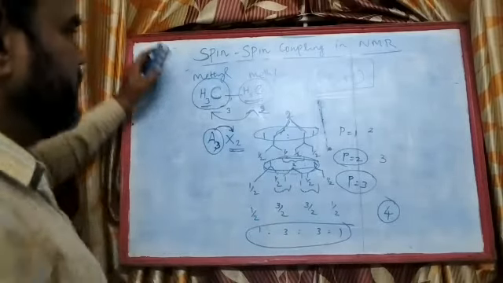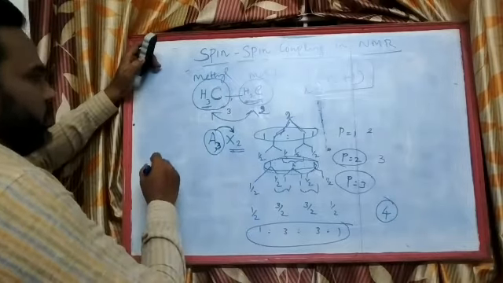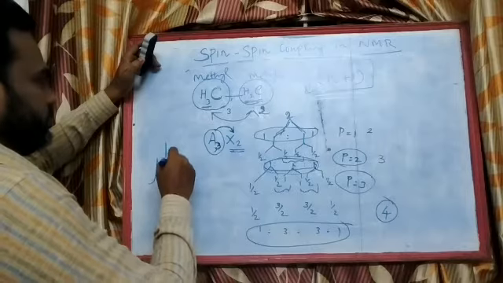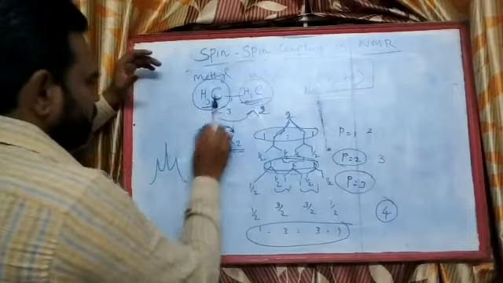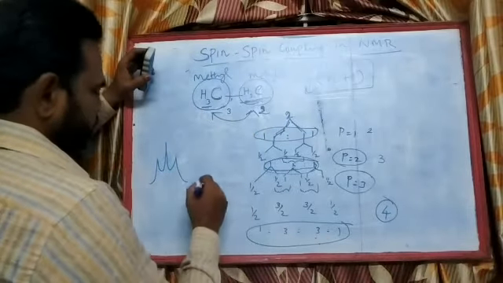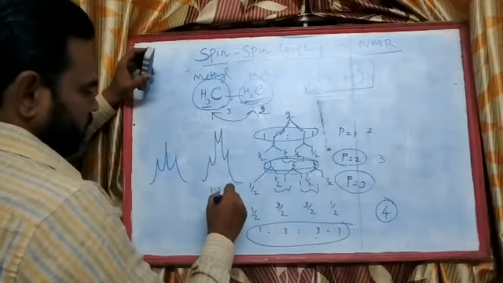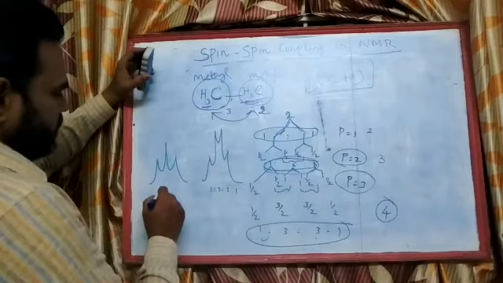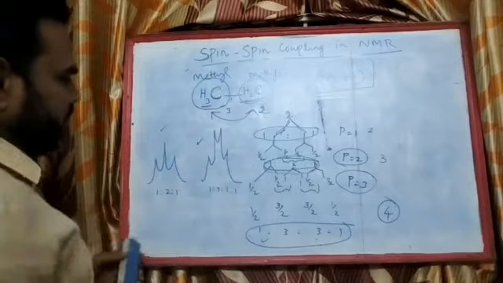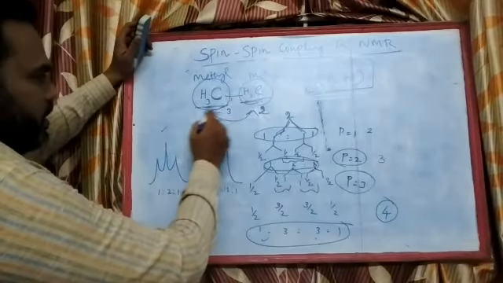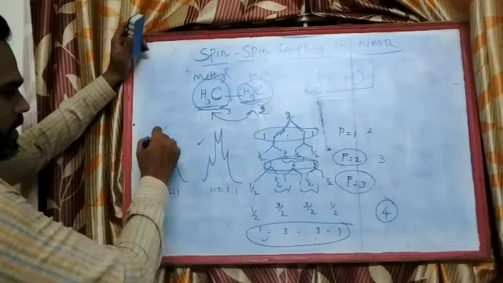So here the methyl proton is split into 3, but CH2 will be split into 4. 1:3:3:1, as you have studied here. This 1:2:1. Okay, so this case we have already seen. So this methyl proton whose neighboring protons are 2 is split into 3.